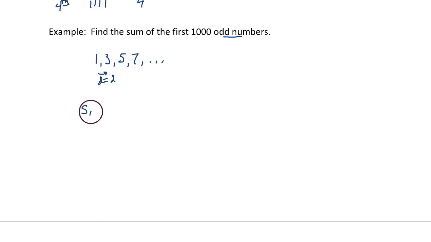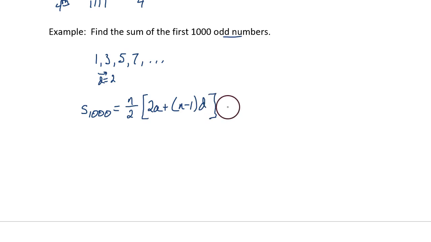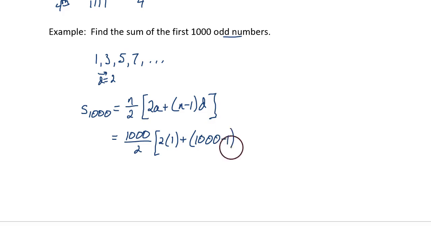So let's use the sum formula for 1,000 terms, where we know the first term and the difference. So that formula is n over 2 times 2a plus n minus 1 times d. For the letter n, we're told we have 1,000 numbers. For the letter A, our first number is 1. For the letter D, the difference between terms is 2. Now evaluate what this is equal to. This adds up to 1 million.